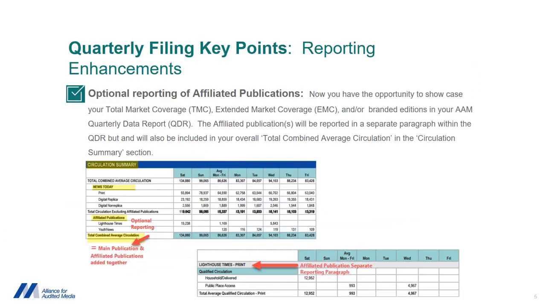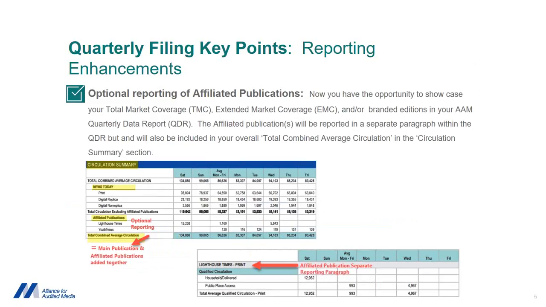One of the other great features that has been added, and I'm really excited about this, is our optional reporting for affiliated publications. This really allows you to tell a more robust story of your distribution, because a lot of our publications have more than just their main edition of the paper. They have other weekly products. They have TMC products, extended market coverage products. They also have weekly products.